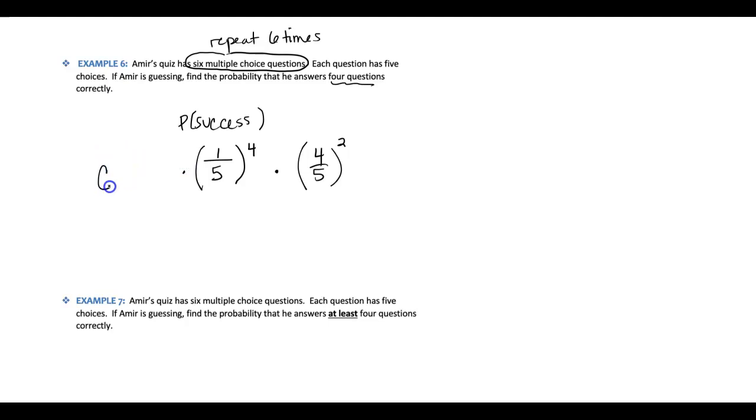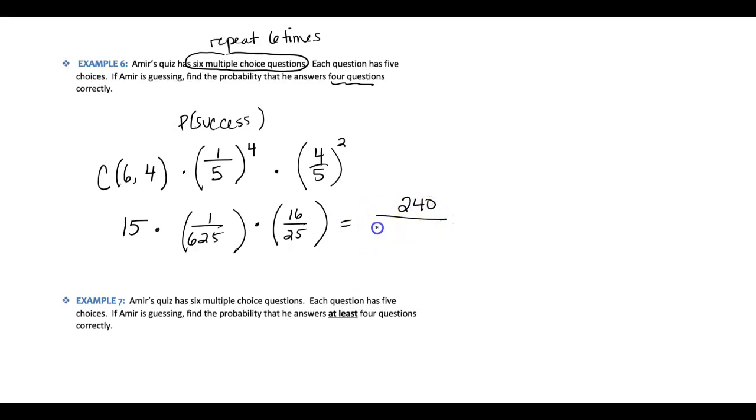And then we would have a combination out of 6 total questions. We're looking at what is the probability of getting 4 of them correct. Calculating the combination of 6 choose 4 would be 15. 1/5 to the 4th power would be 1 out of 625, and 4/5 squared would be 16 out of 25. And that gives us a total of 240 out of 15,625.